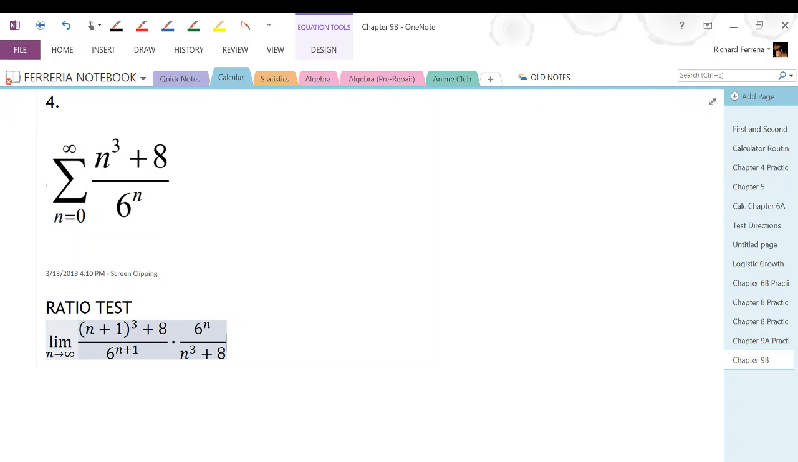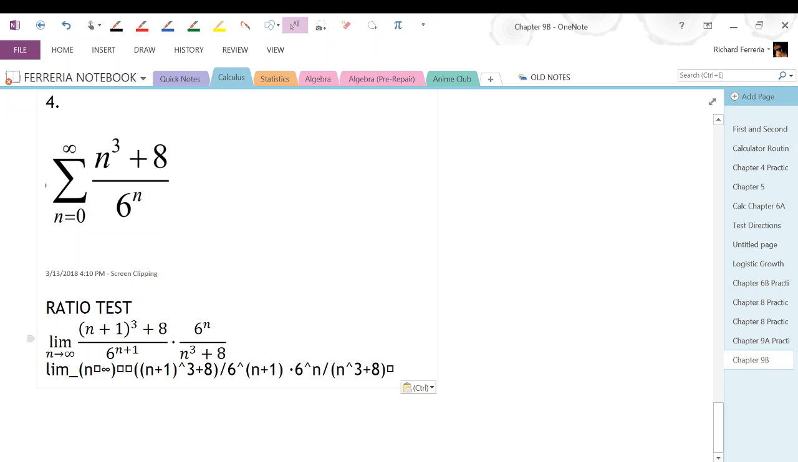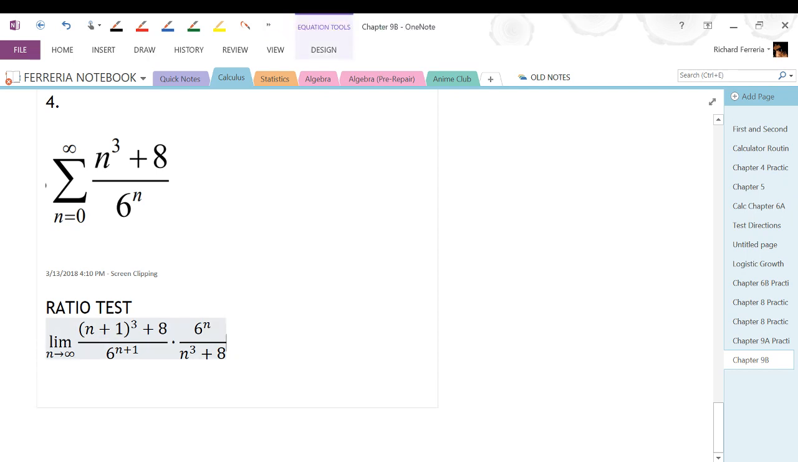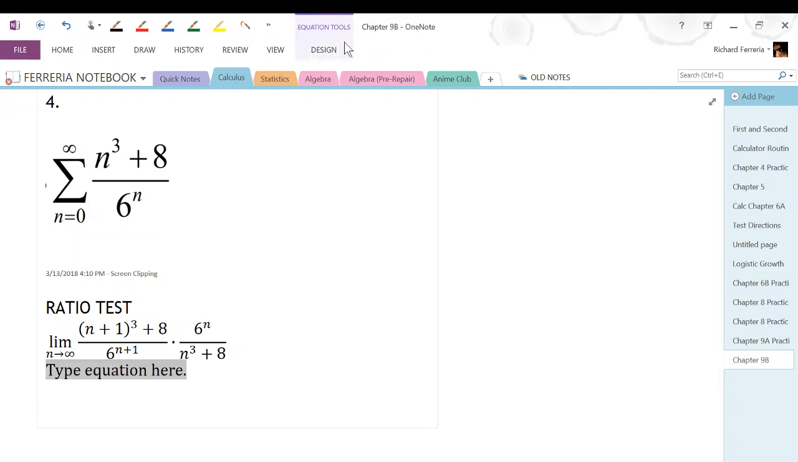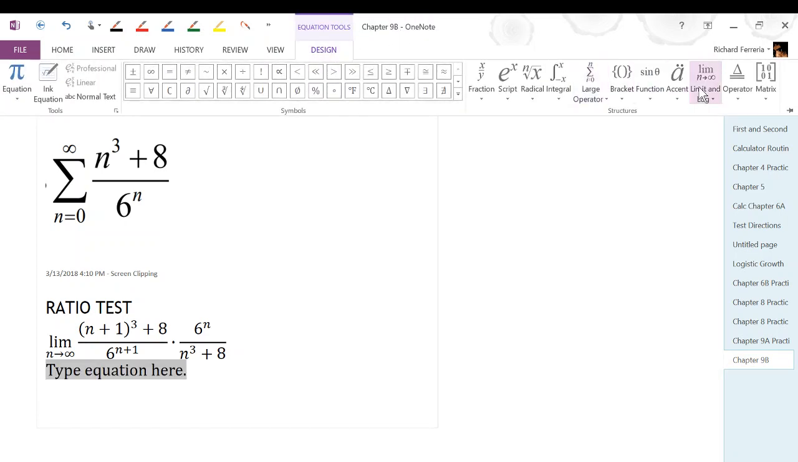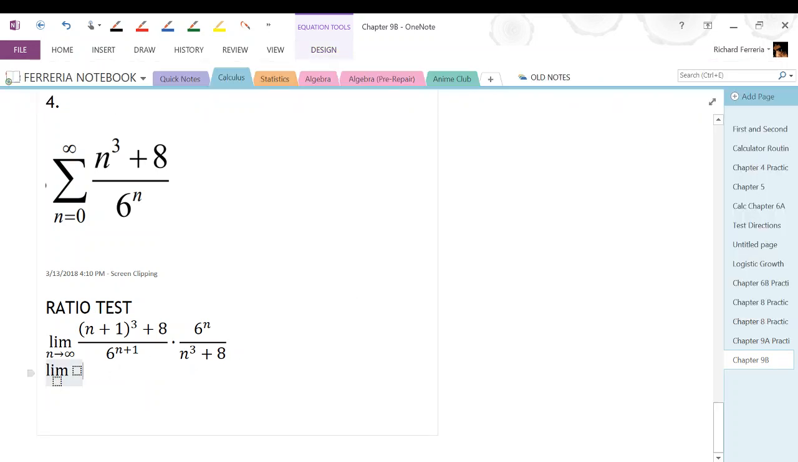All right. I'm going to take this and copy and paste it. Yeah, that looks good. That does not look awesome. That still doesn't look good. How about this? Okay, let's simplify that then. Let's take the limit as n approaches infinity.